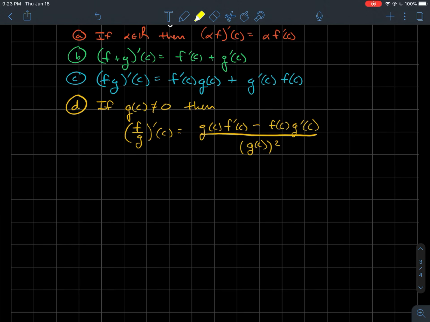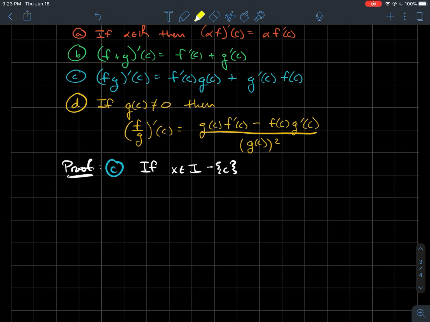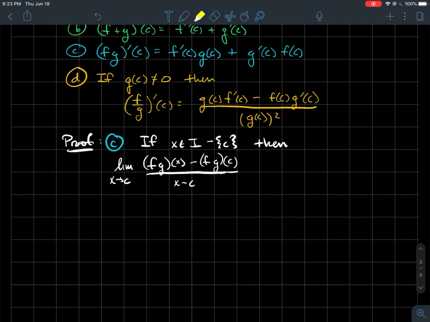All right, so I'm not going to prove all four of these. I'll just do part C because it's fun. So part C, we're going to prove the product rule. Why does this hold? So let's assume I've got some number x that's in my interval, and I don't want x to actually be c. Because what are we going to do? We're going to look at that difference quotient, that limit.